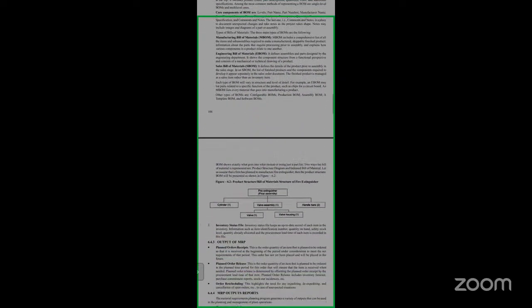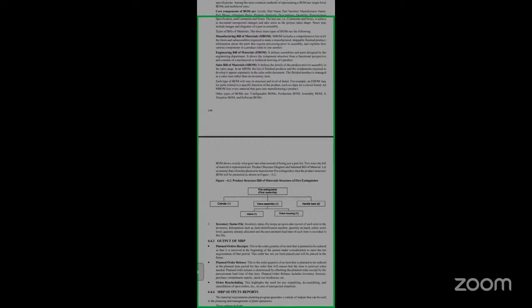And just look at it, the structure is the same, whatever we discuss here, given in pictorial representation. Product structure, bill of material structure of a fire extinguisher. The fire extinguisher: how do you assemble it? Cylinder, valve assembly, handlebars, valve, and valve housing. This is an example just given to show how the material will actually be placed in a structure.